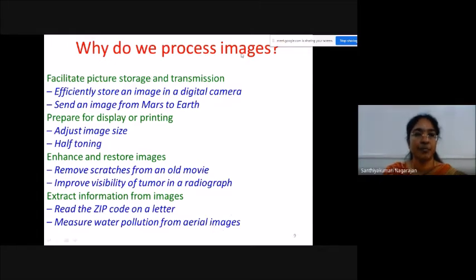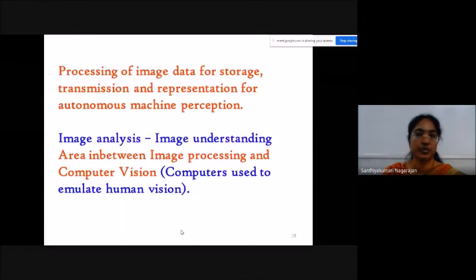So these are a sample of places where we need to process images, which helps to facilitate picture storage and transmission. It prepares us to display images in a better way or to print that information in a better way. It helps to enhance that information and to restore those images. It helps in extracting information from those images. For these purposes, we need to process images. These are just basic examples which you all might have come across in your day-to-day life.